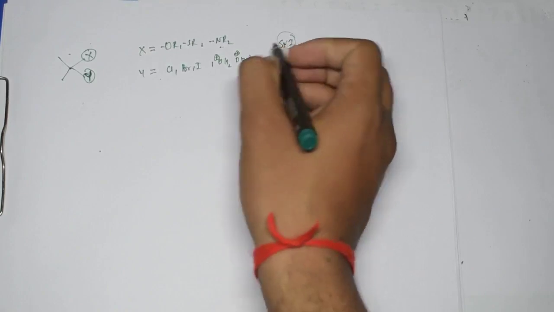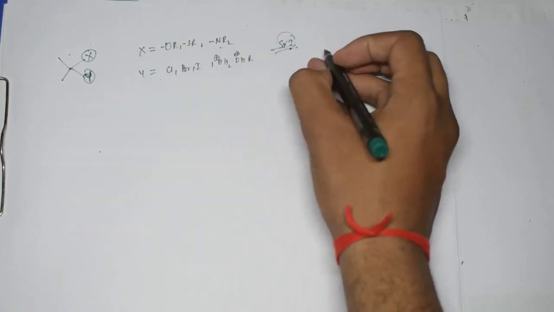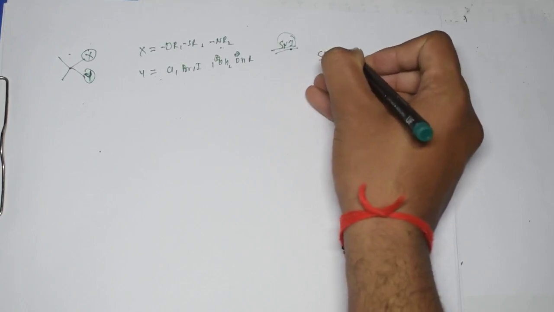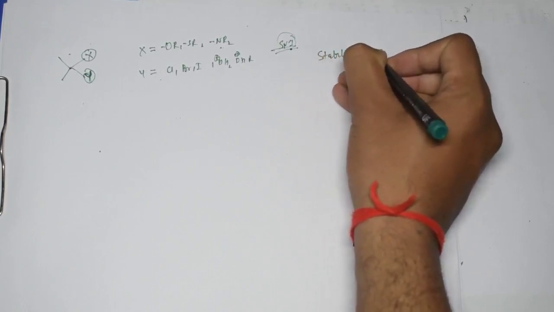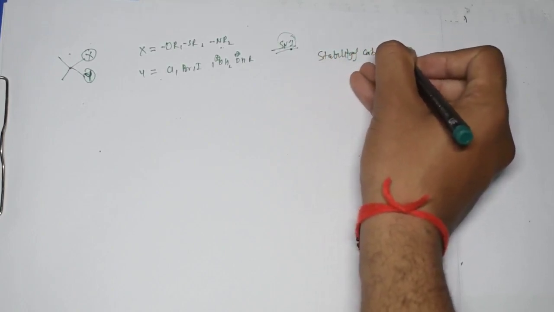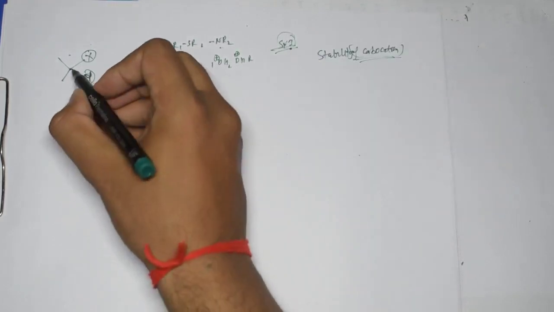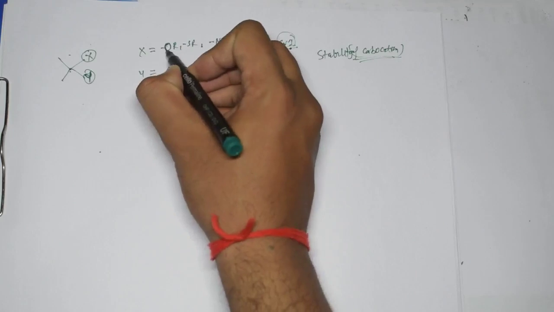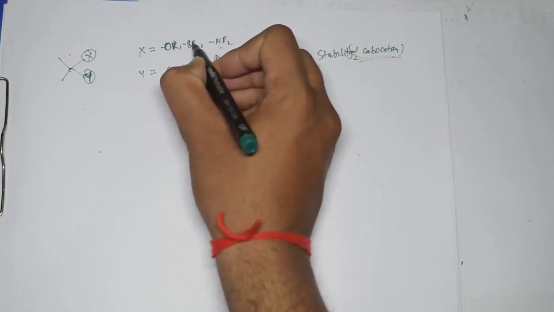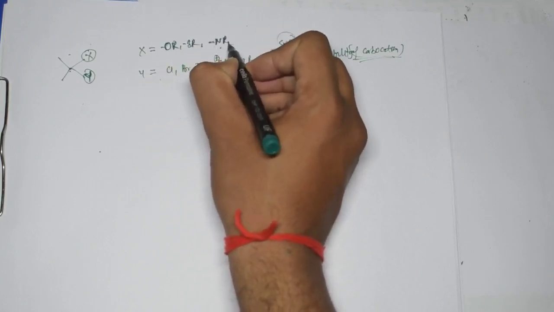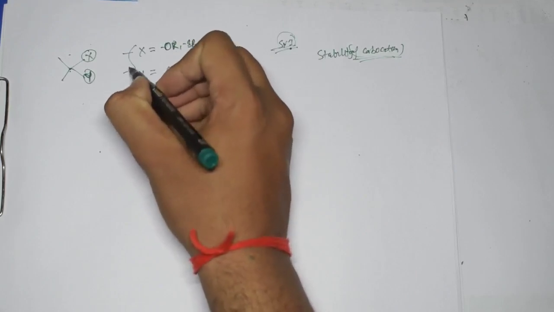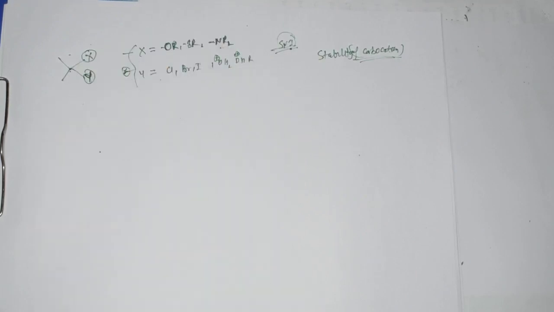And what is the reason? The reason is the stability of the carbocation, which we already saw over here, because the carbocation formed at this place will be stabilized by this OR group, this SR group and this NR2 group. This is the important point which you should remember in this case, right? I hope it's clear up till now.